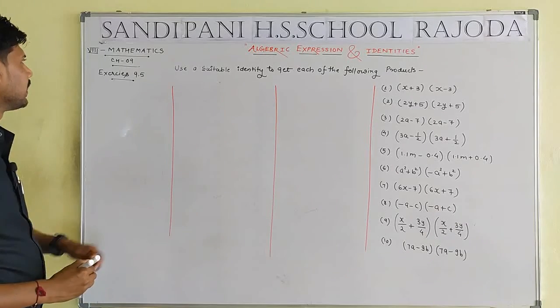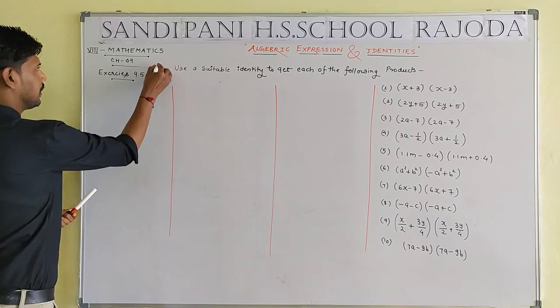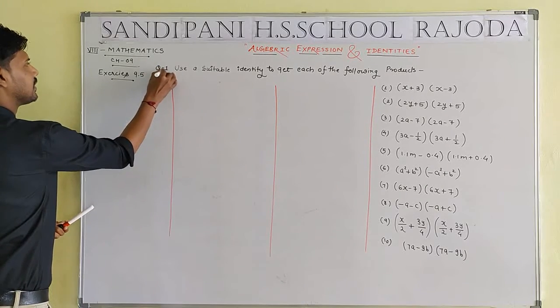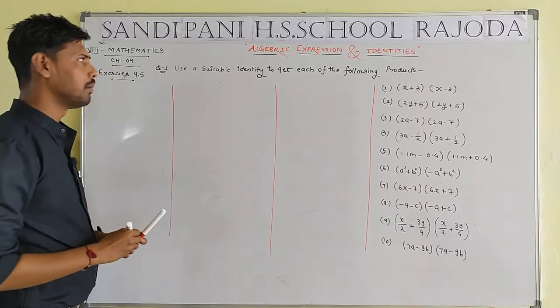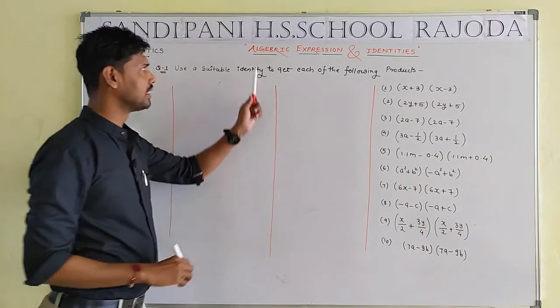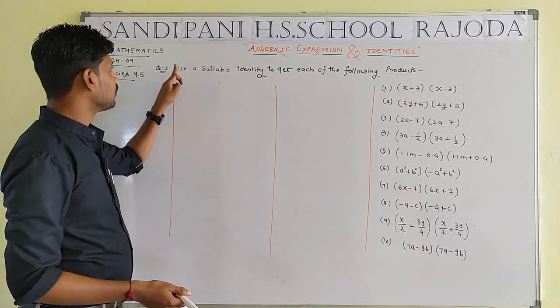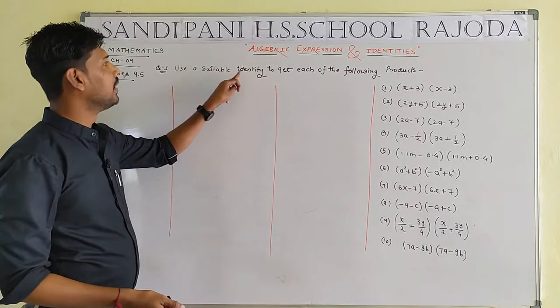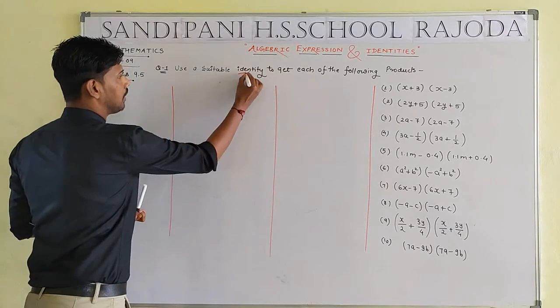Student, today I am taking exercise number 9.5, question number first. Chapter number 9, exercise number 9.5, class 8 mathematics. The name of the chapter is algebraic expression and identities. The demand of the question: use a suitable identity. Identity means a formula.